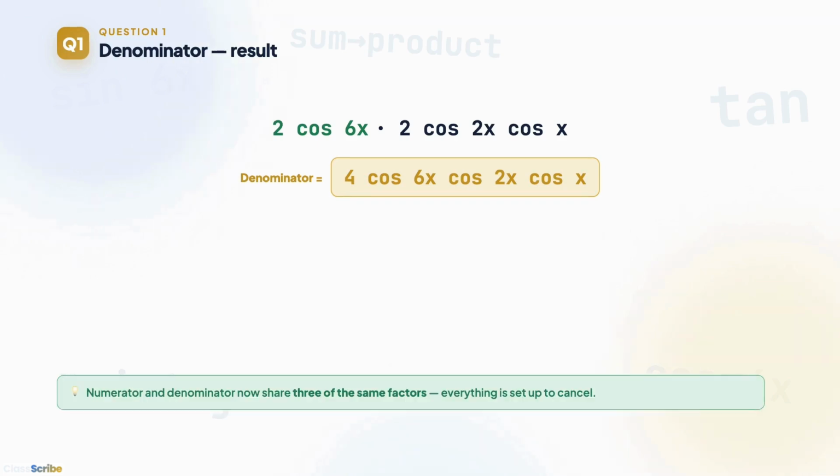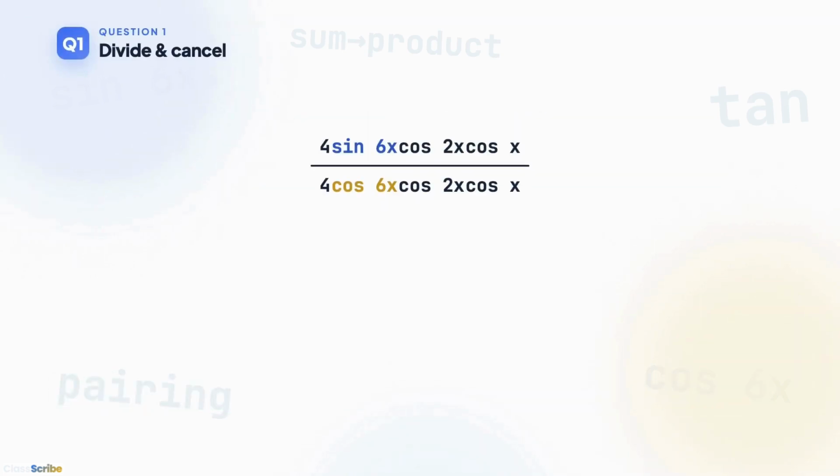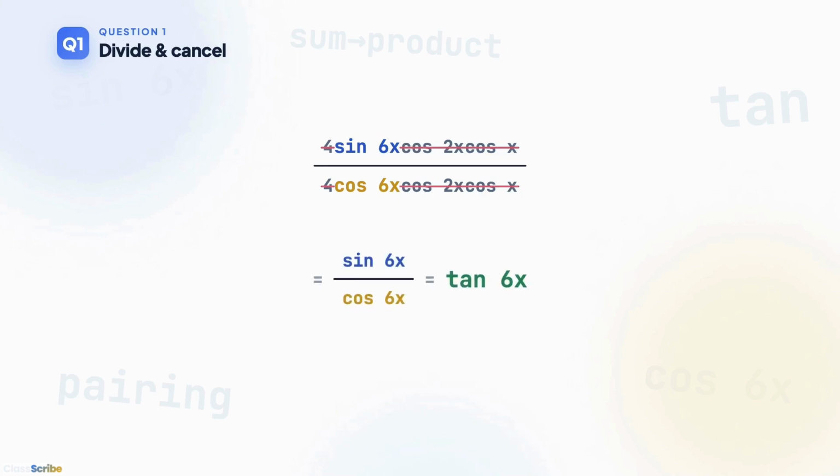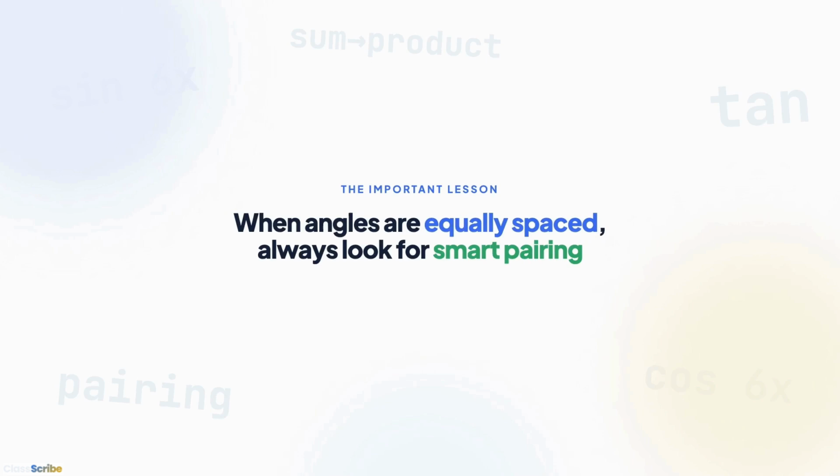Now divide the numerator by the denominator. The common factor 4 cancels. Cos 2x cancels. Cos x also cancels. We are left with sine 6x divided by cos 6x, which is simply tan 6x. Hence proved. The important lesson here is that whenever angles are equally spaced, always look for smart pairing instead of expanding randomly. That usually makes the proof much shorter.